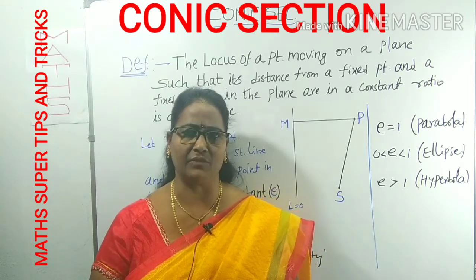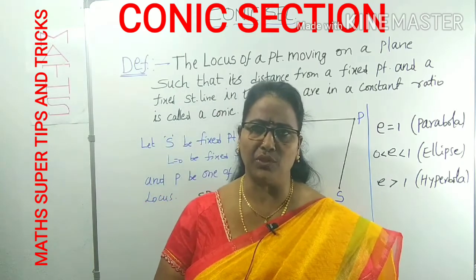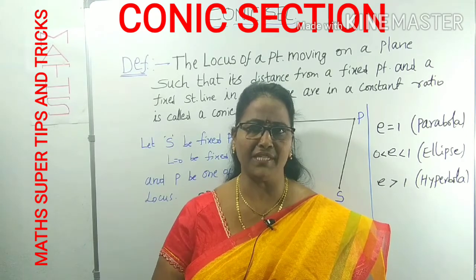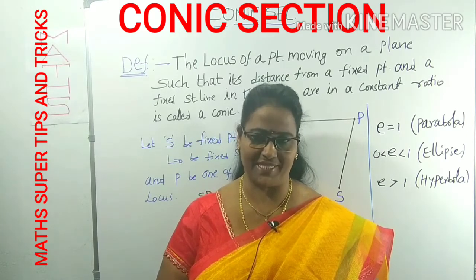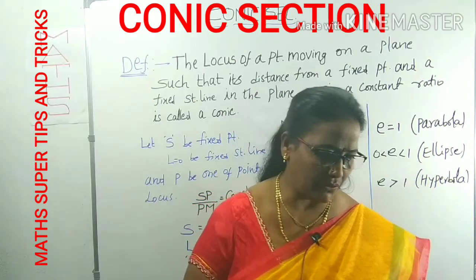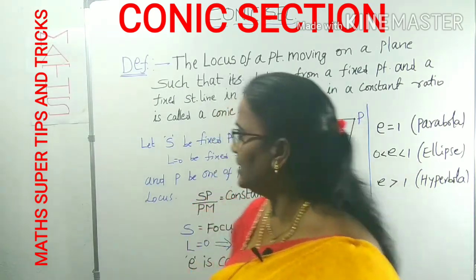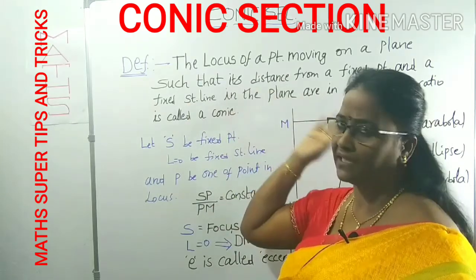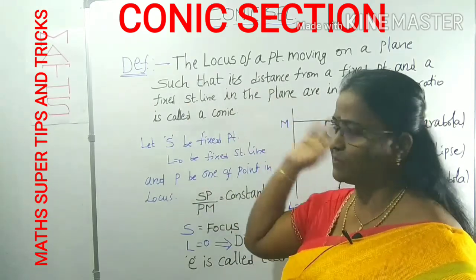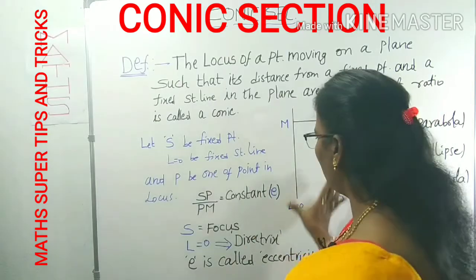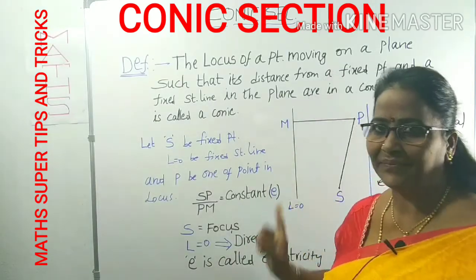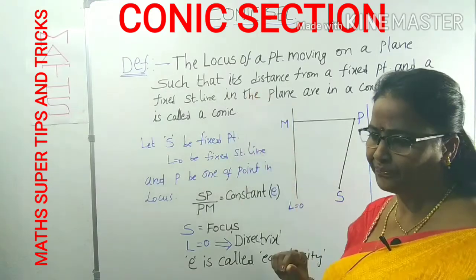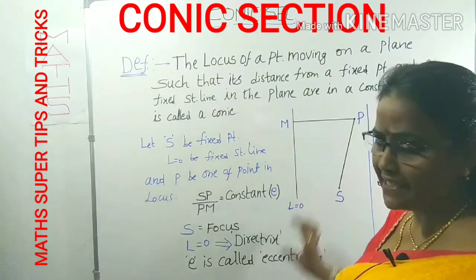Which locus of which points is nothing but conic section. Locus means set of the points. You have to know which set of points forms a conic section. Before I read the definition, I will explain just a simple figure. By this figure we can get the maximum idea about this definition. From this figure we can understand.